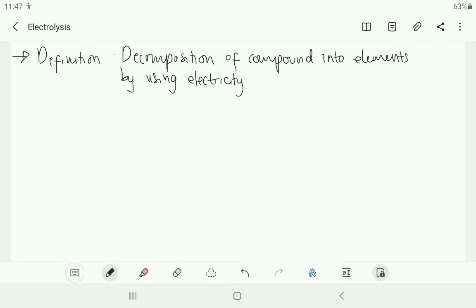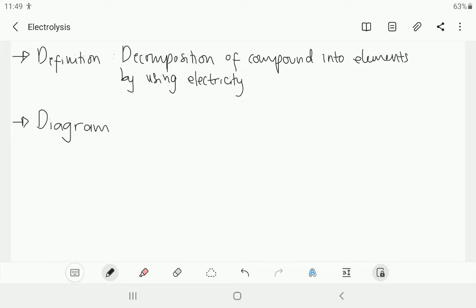Electrolysis comes from two words, electro and lysis. Electro means electricity and lysis means decomposition. So the full definition of electrolysis is a decomposition of a compound into elements by using electricity.